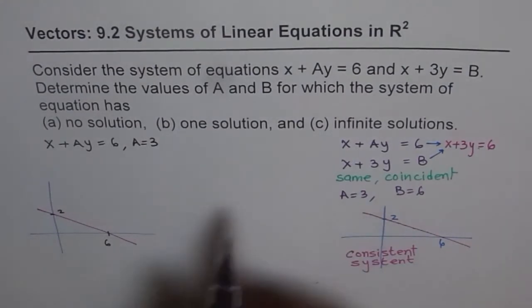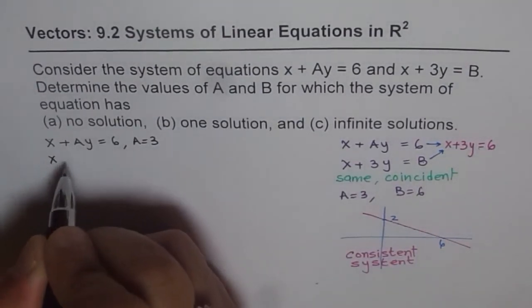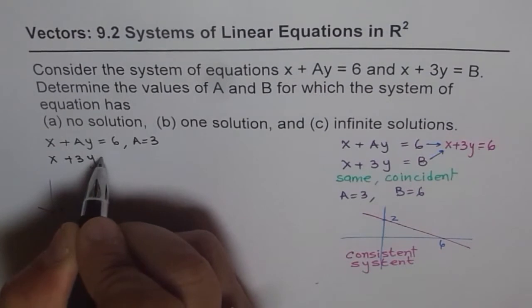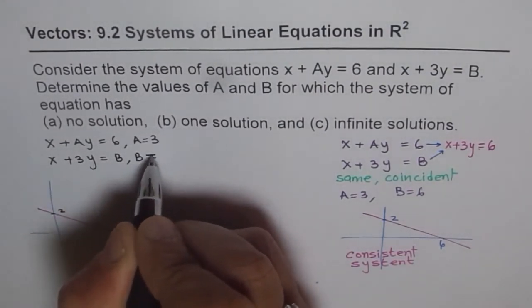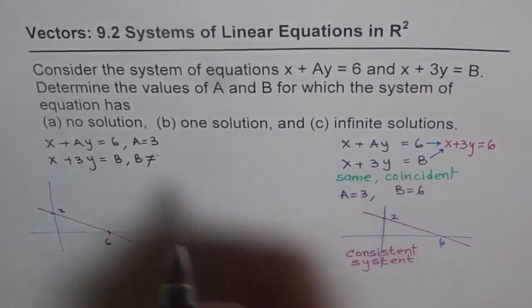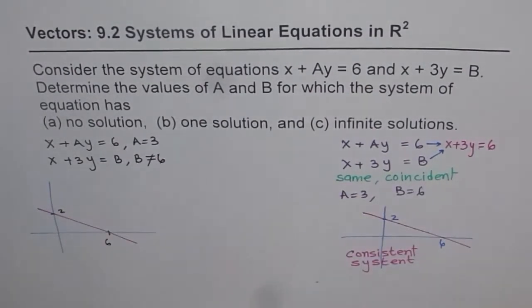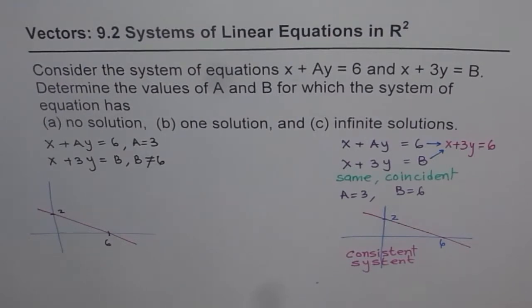So then the condition should be x plus 3y equals b, where b is not equal to 6. Do you see? b is not equal to 6. If b is not equal to 6, it is something else. In that case, the lines will be different. You get the point, right?